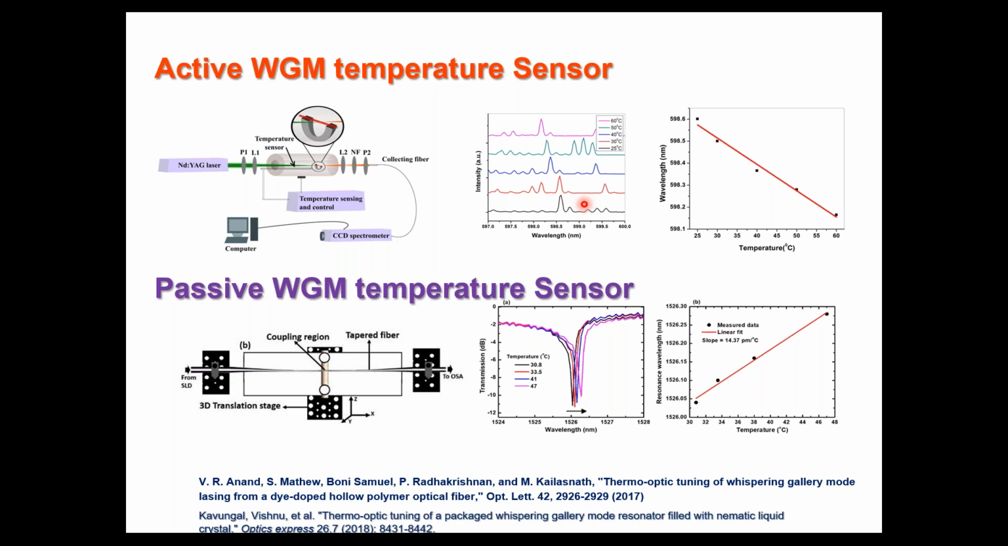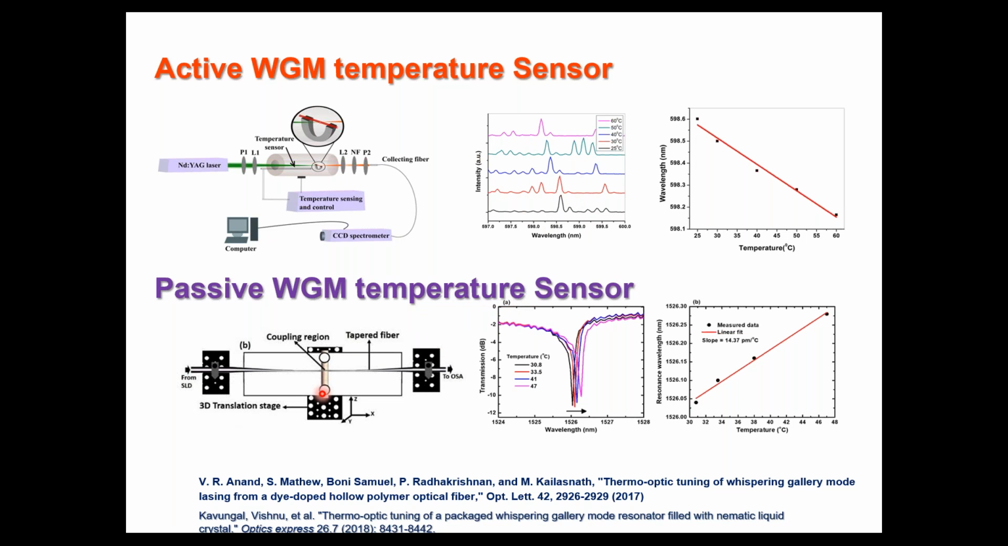So accordingly, the frequencies can shift, because we know it depends on the diameter. The frequency selection very crucially depends on the diameter. So by applying temperature, it can vary. But here it is a passive WGM sensor.